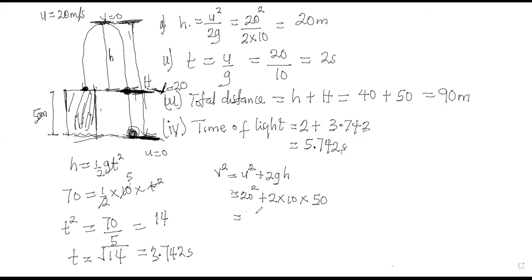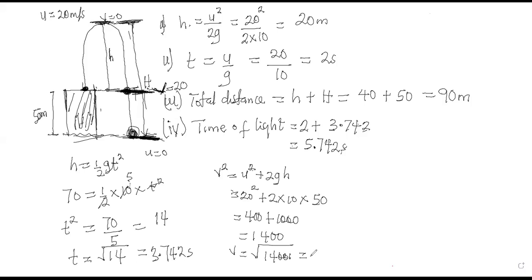This is 400 plus 1,000. So we have 1,400. Square root of 1,400. Yes, square root of 1,400. Who is telling us, doing the calculation? Osafu, go ahead.